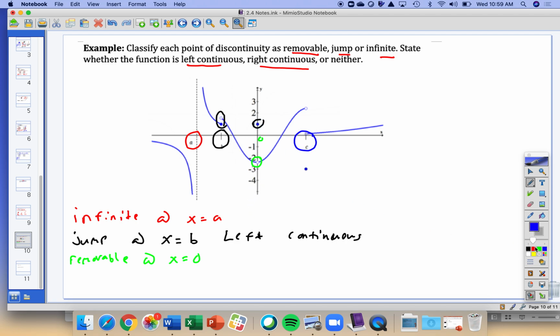And last but not least, at the x value of c, again, I have a jump discontinuity. And because I have a jump discontinuity, I have to decide whether it's right continuous, left continuous, or neither. And because neither of these are filled in, it is neither left nor right continuous. And that's how we look at a graph and decide what kind of discontinuities it has.